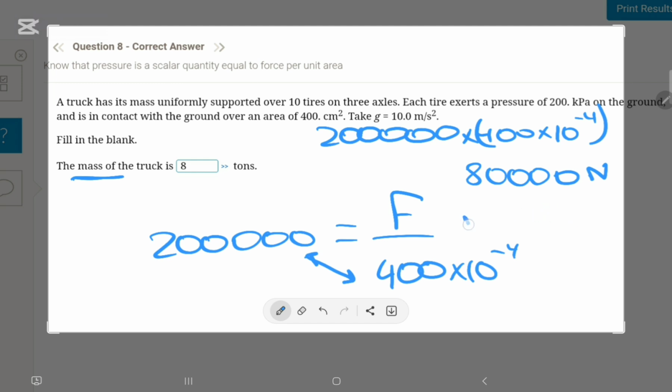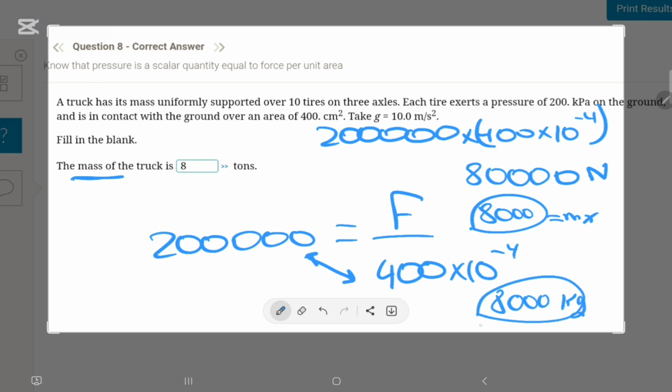Now that you found the force, and since force is equal to weight, which is equal to mg, and g is 10, and the force is 80,000, we can divide by 10 on both sides, okay? And we get that the mass is 8,000 kg. And here they gave us tons. You should know that 1 ton is 1,000 kg. Therefore, 8,000 kg is 8 tons.